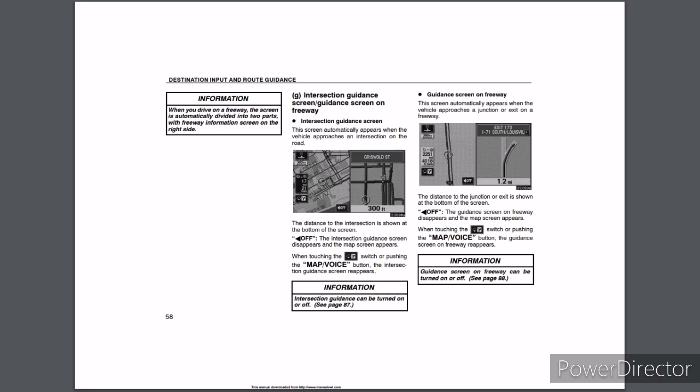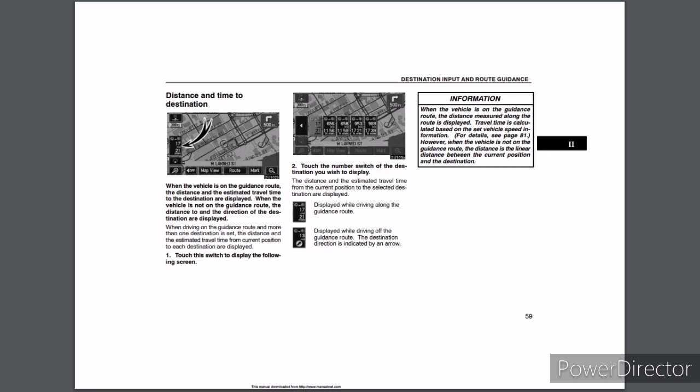Guidance screen on freeway. This screen automatically appears when the vehicle approaches a junction or exit on a freeway. The distance to the junction or exit is shown at the bottom of the screen. Off: the guidance screen on freeway disappears and the map screen appears. When touching the switch or pushing the map/voice button, the guidance screen on freeway reappears. Information: Guidance screen on freeway can be turned on or off. See page 88.